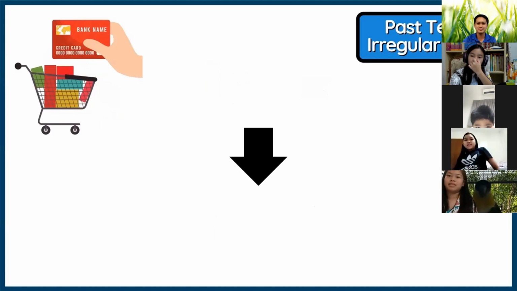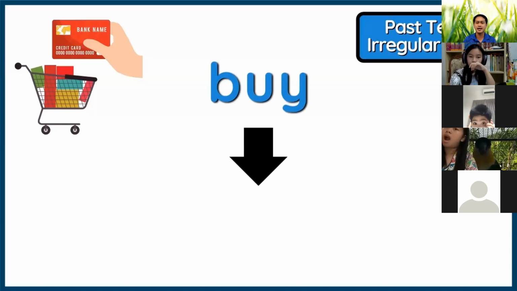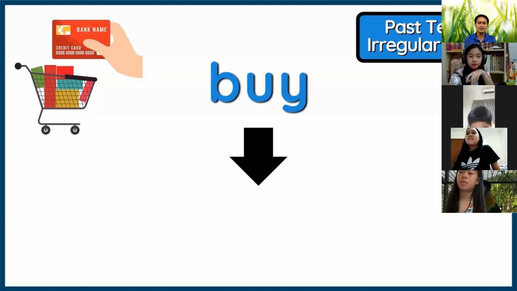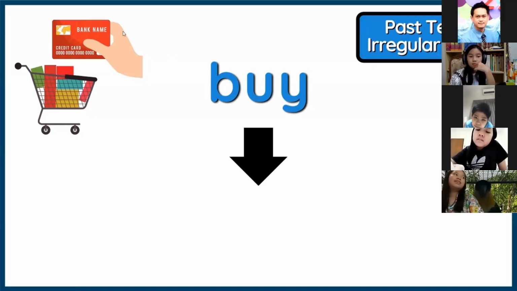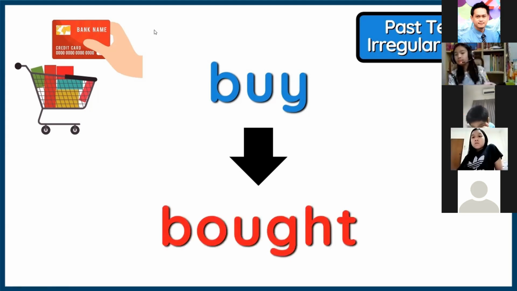Next word. It's not shop. What will you do if you go to the supermarket? Buy. You get the things. Okay, you buy. Spell buy. B-U-Y. Very good. And what is the past tense for buy? Bought. Can you spell the word bought? B-O-U-G-H-T. Okay, very good.